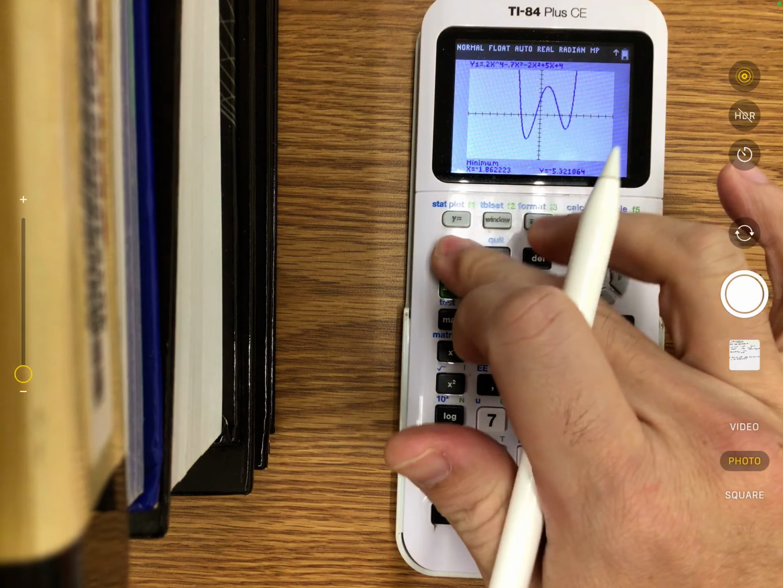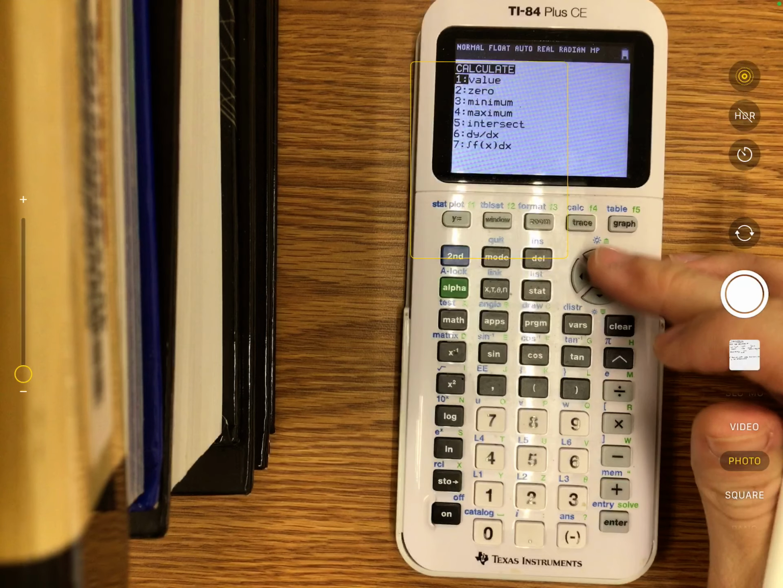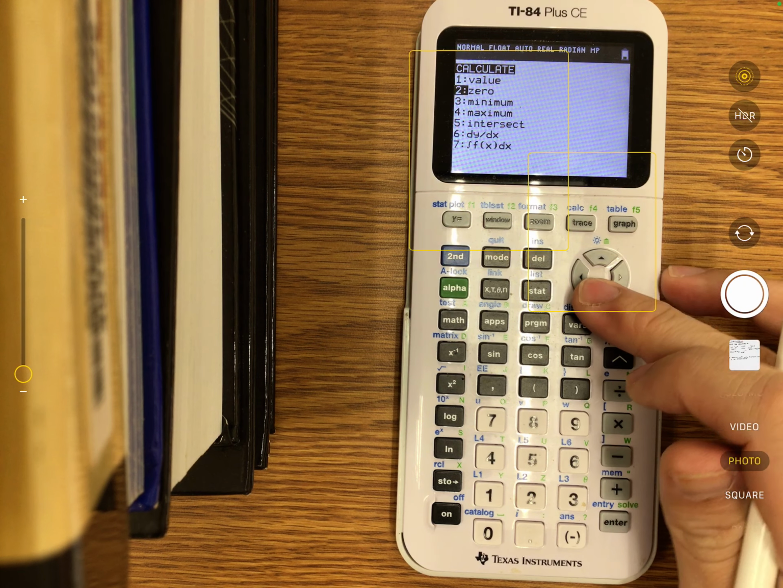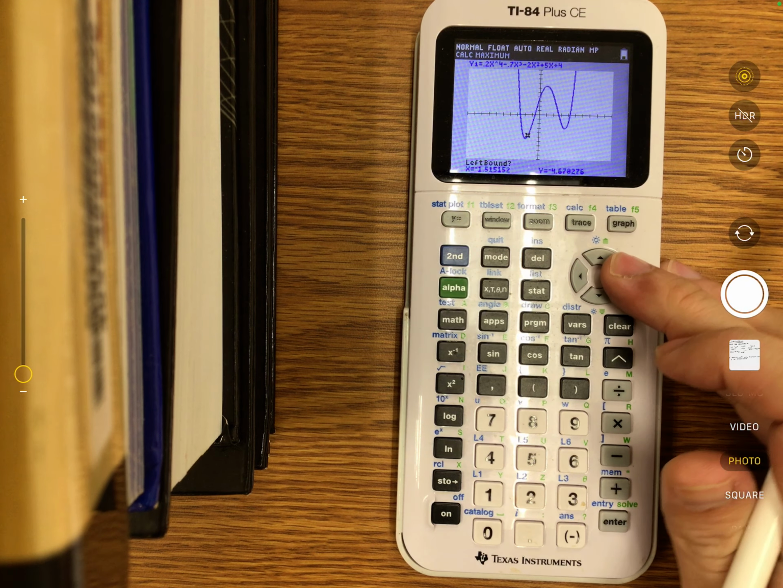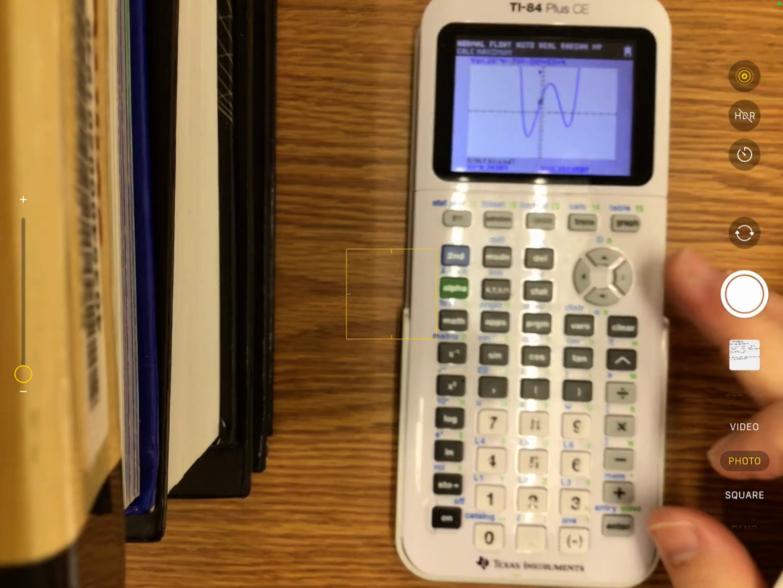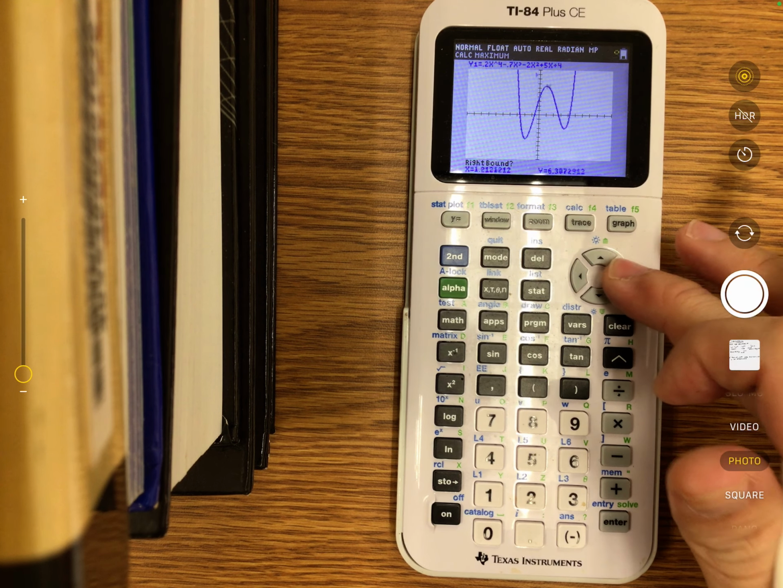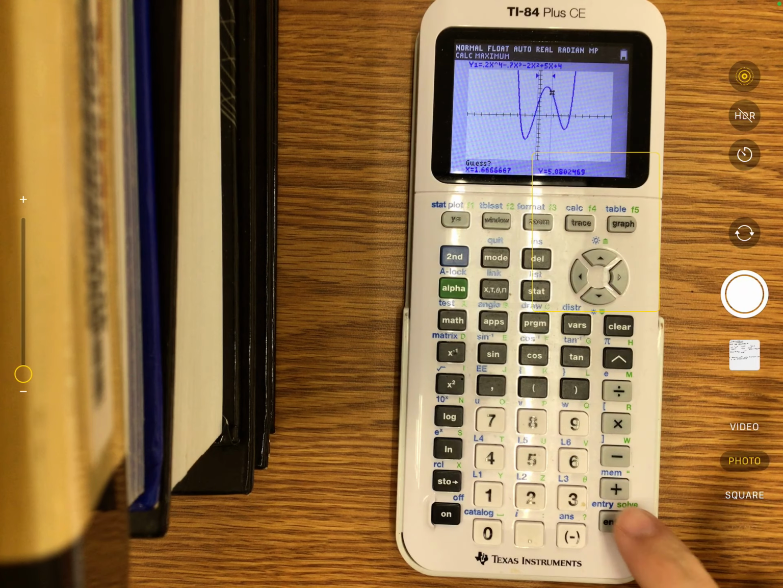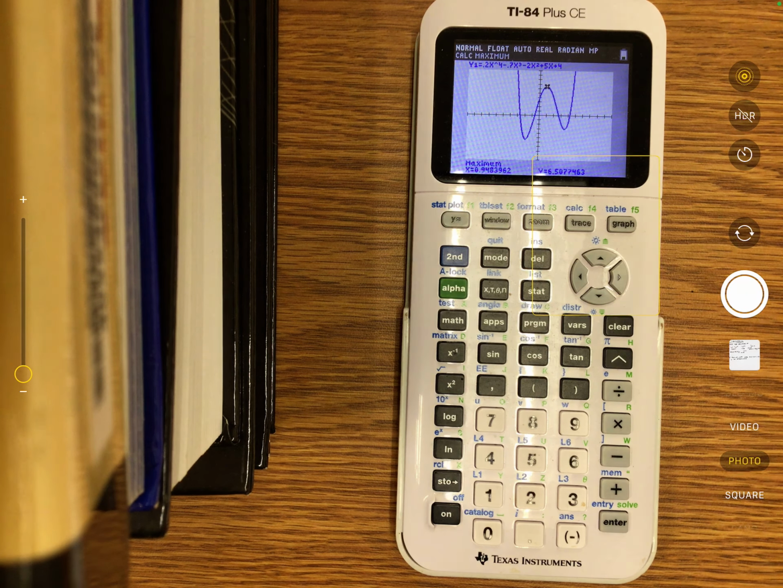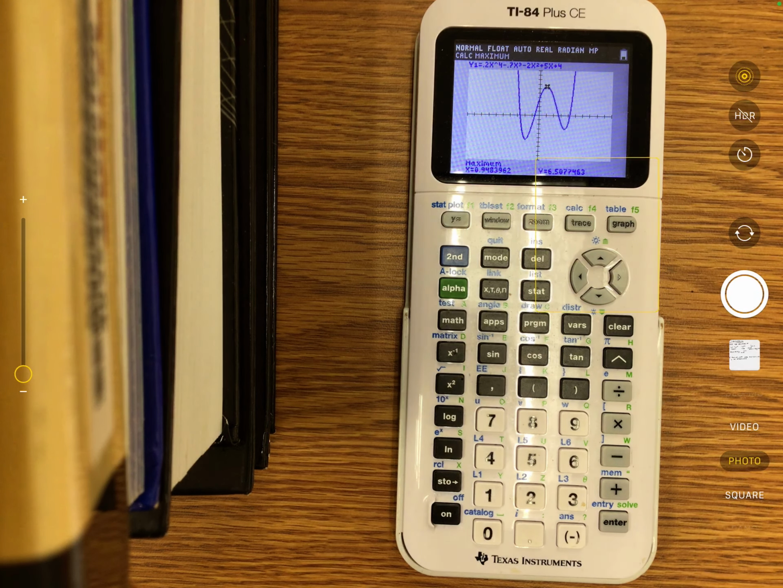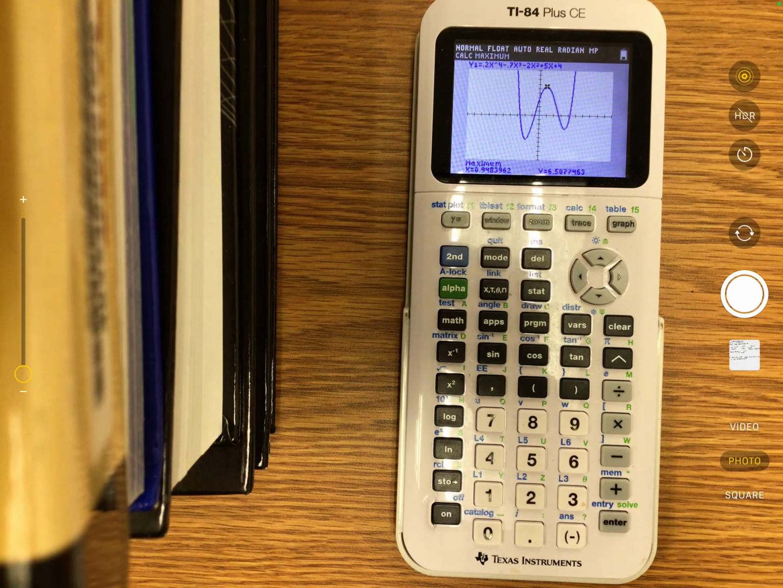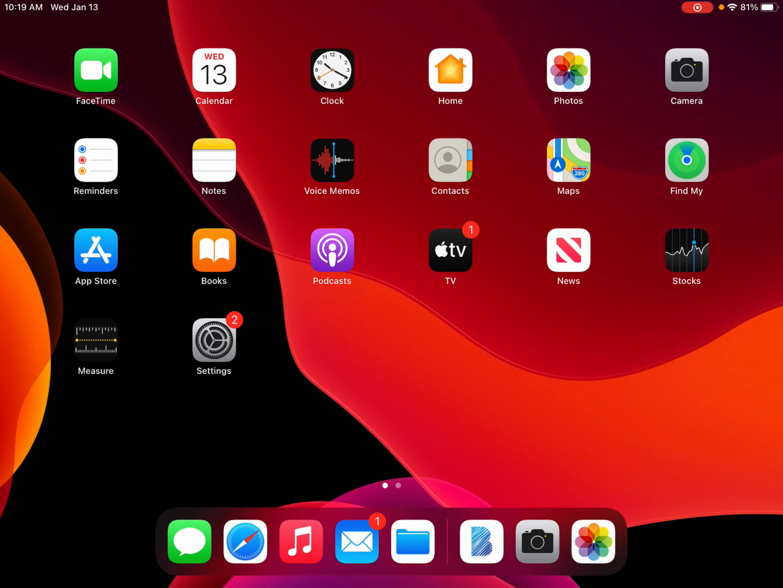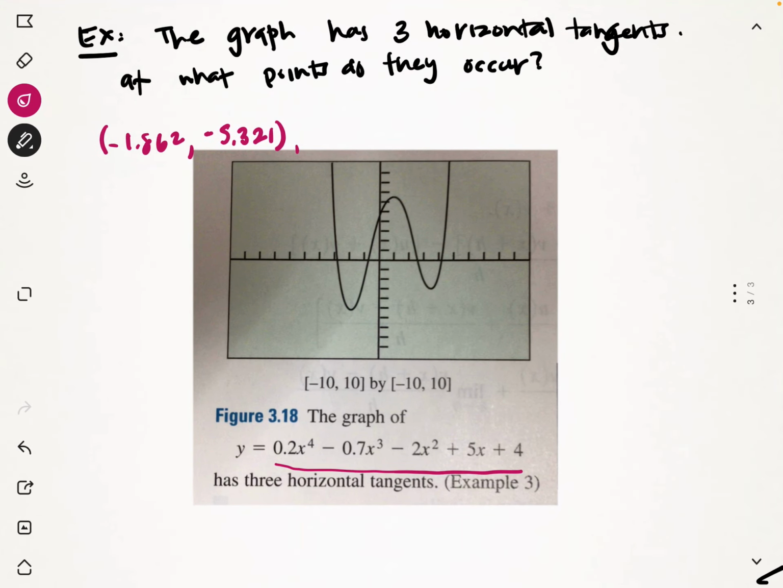Okay, let's do the same thing for the maximum here. Left boundary, right boundary, guess, and that's 0.948, 6.508. Okay, go back here, put it in.